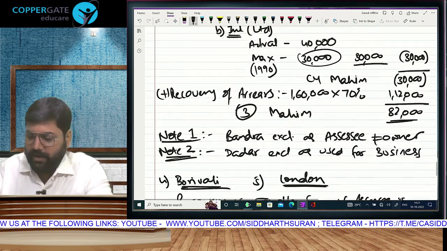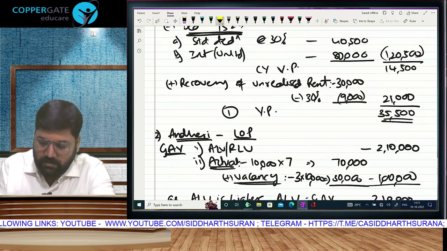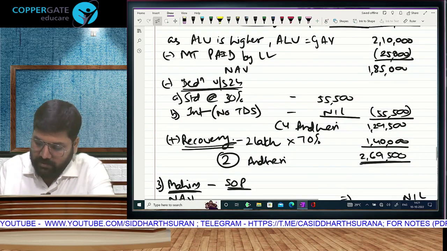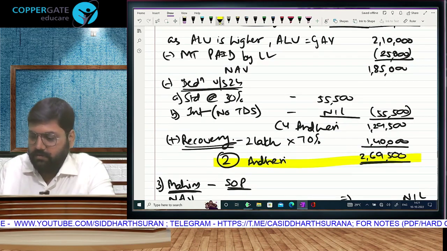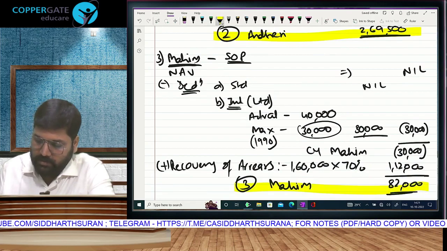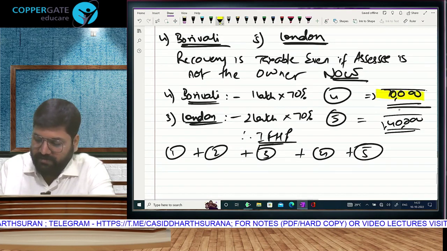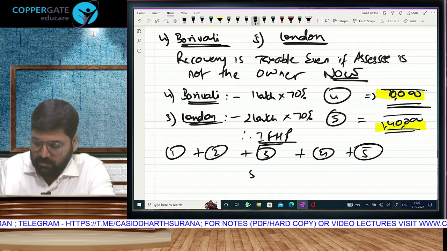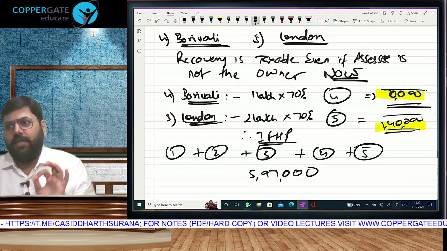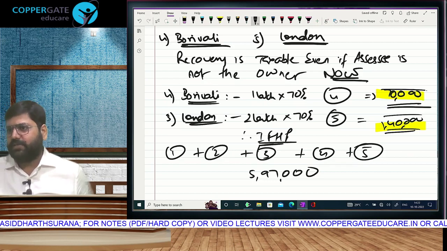Yes, now keep adding. 1 Vile Parle 35,500. 2 Andheri 269,500. 3 Mahim 82,000. Bandra, Dadar excluded. 70,000 and 1,40,000. Total 97,000. This question therefore summarizes your entire chapter right from GAV up to deduction of interest.